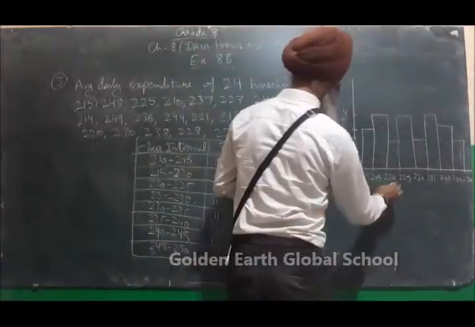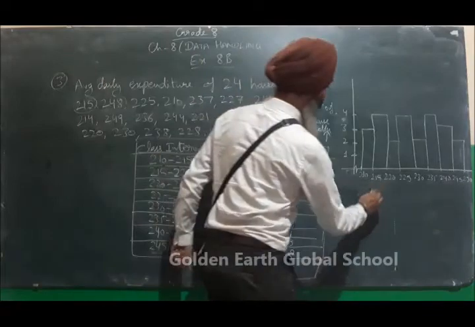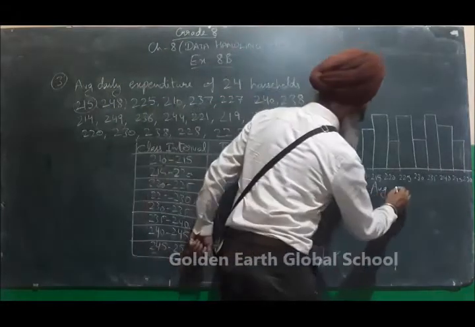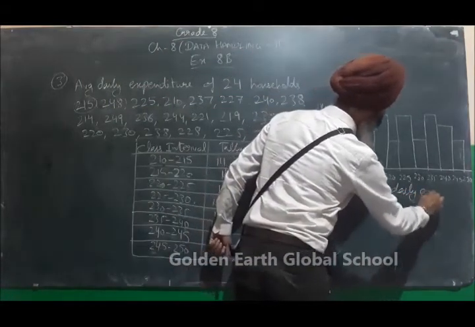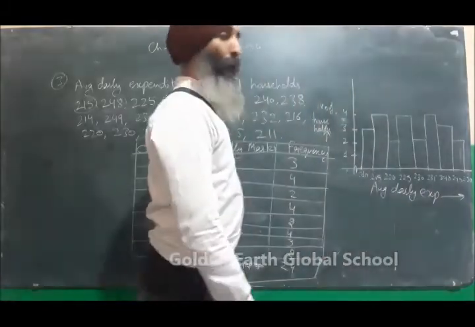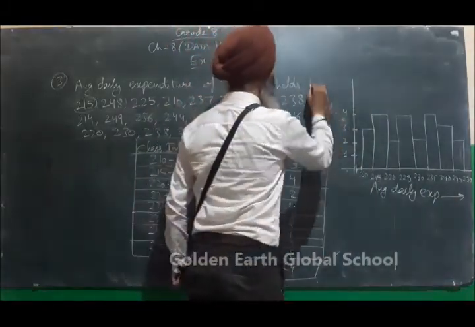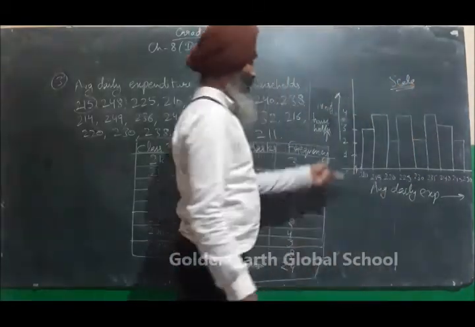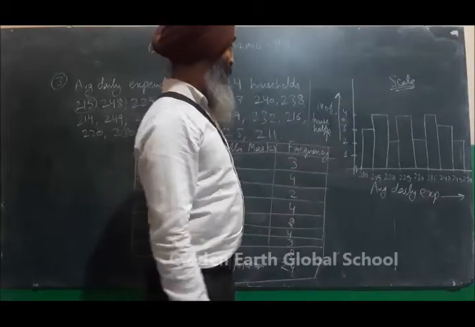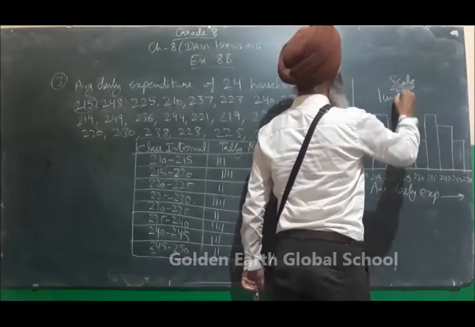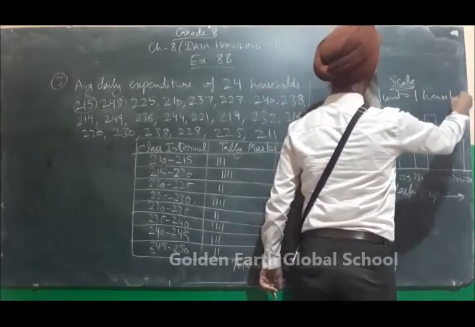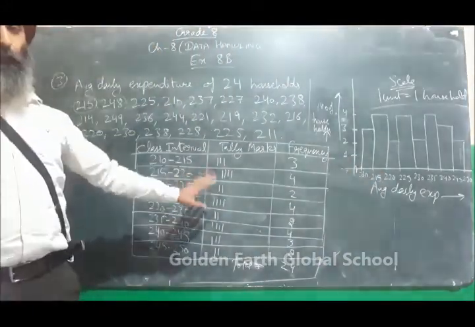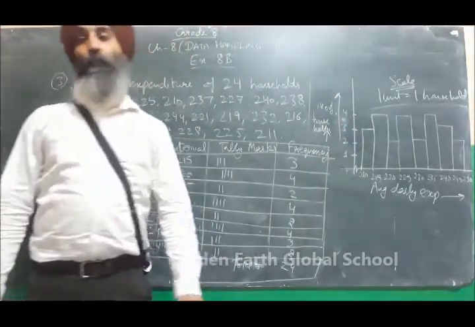You have to mention what these are. These are the average daily expenditure, so write down average daily expenditure going on that side, and the number of households going this side. And last is the scale. The scale is 1 unit represents 1 household. So this is all about the histogram. First of all, you have to make the frequency table, and then make the histogram.